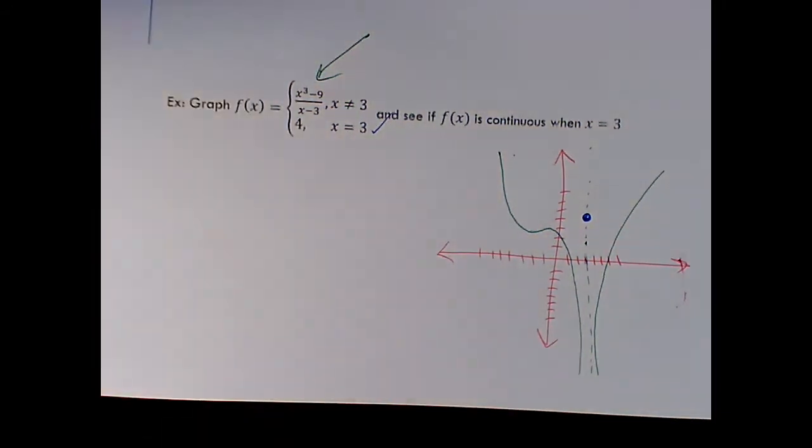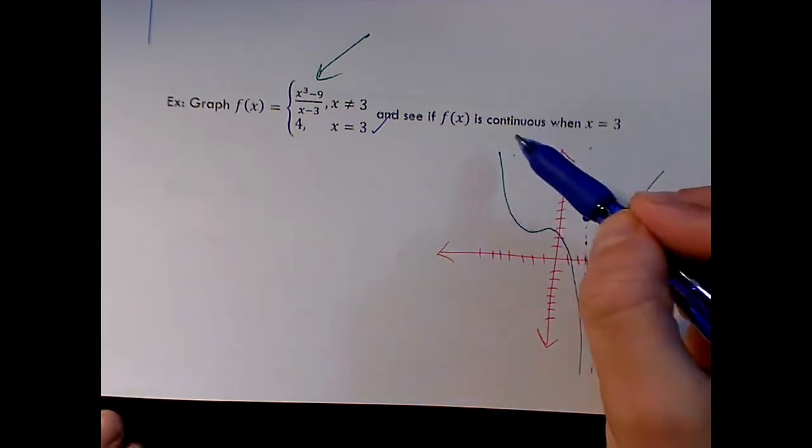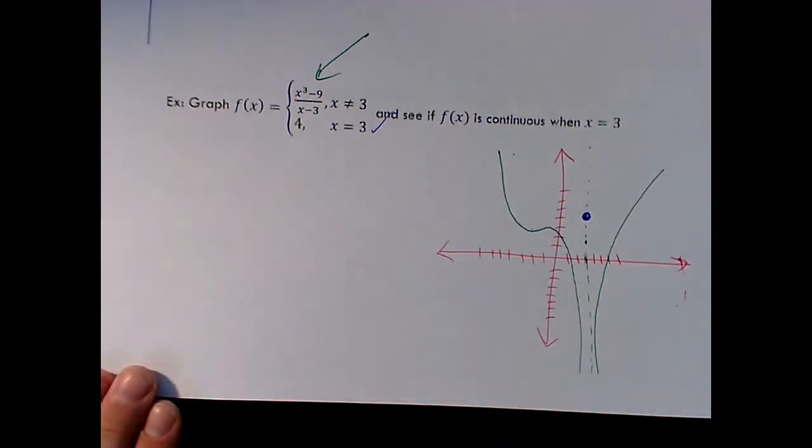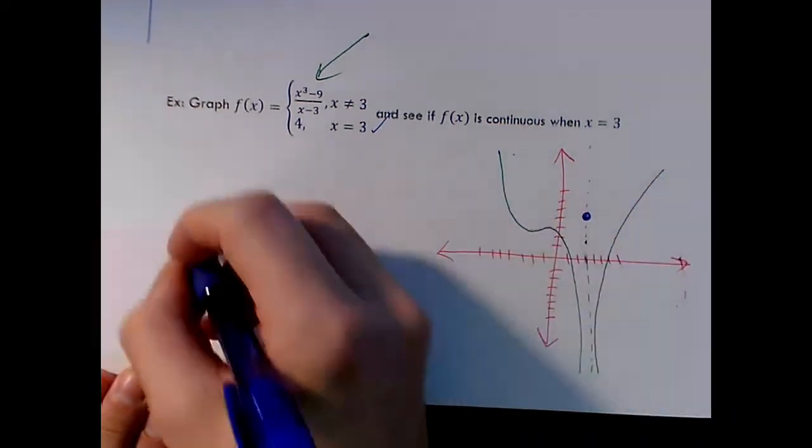So, is it continuous? Well, looking at the picture, would I be able to draw that green and blue without lifting up my pens? No. Even if I use the same color, it would still be impossible. There's no way I can go down here and then magically go up there and then back down. It's just not going to happen. So is this continuous when x is 3?